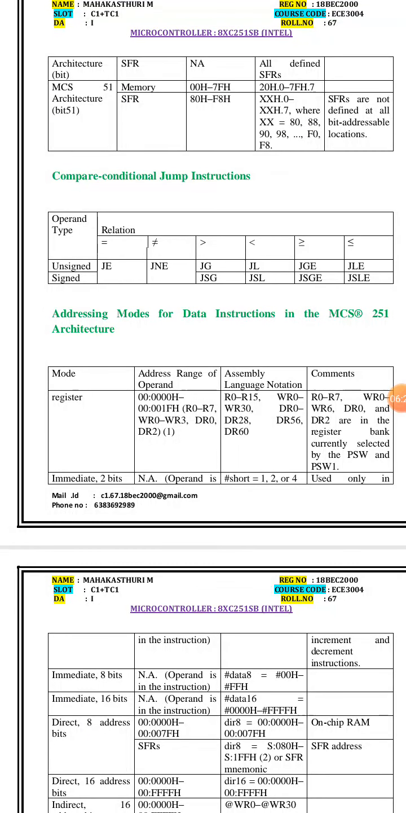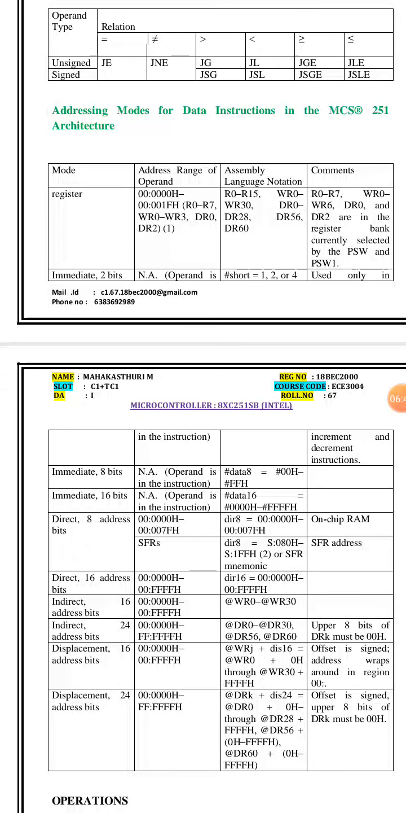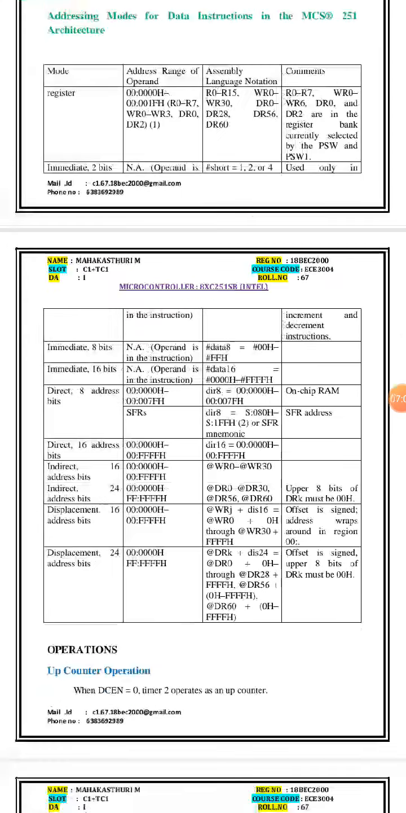Okay. And then another instruction: compare and conditional jump instructions. There are unsigned and signed, and both have the conditional jump instruction. And then addressing mode for data instruction in the MCS 251 architecture. It also has a register mode, immediate of so many types: 2-bit, 8-bit, 16-bit, and then direct 8-bit address, direct 16-bit address, and then indirect addresses of 16 and 24 bits, and displacement 16-bit address and 24-bit address. You can see the tabulation.